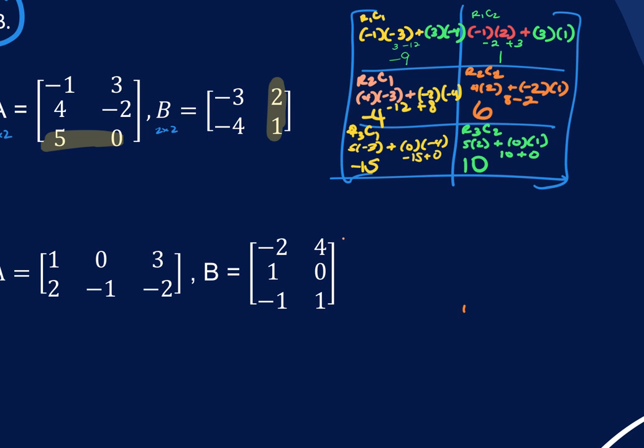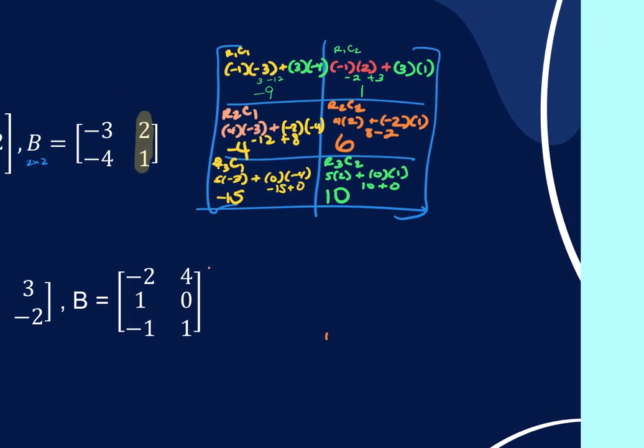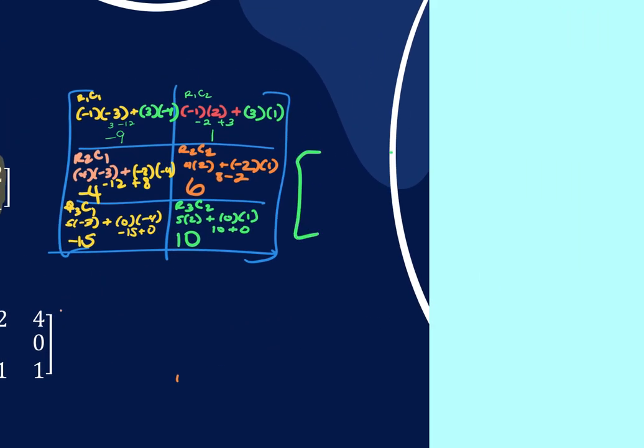Yep. So if we do each one, but for example, you put row 1, column 1 where row 2, column 2 should be, it's wrong. Mm-hmm. So then I just rewrite it. So it'd be -9, 1, -4, 6, -15, 10.